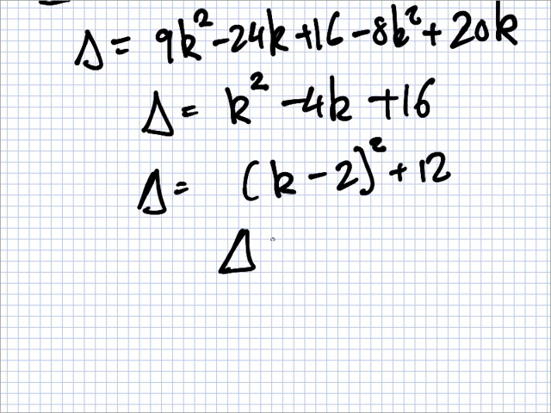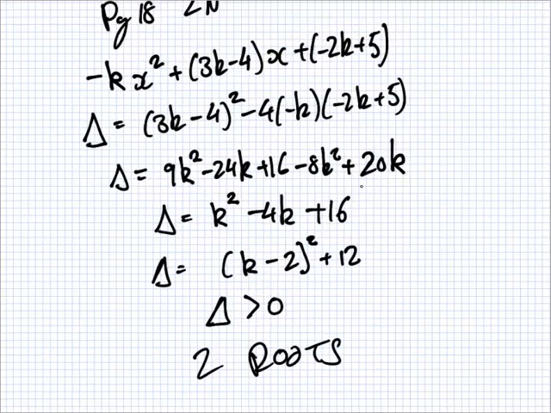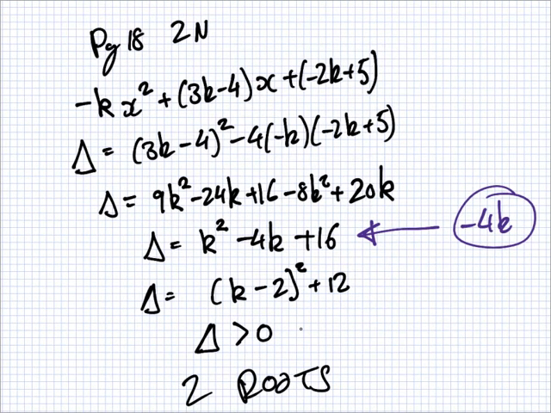So we don't get to say no roots. We simply get to say 2 roots. Okay. Right, thanks for that. So I had a mistake here. It's minus 4k. I wrote plus 4k. Plus 20k. Whatever, it was certainly wrong. Now it's right.